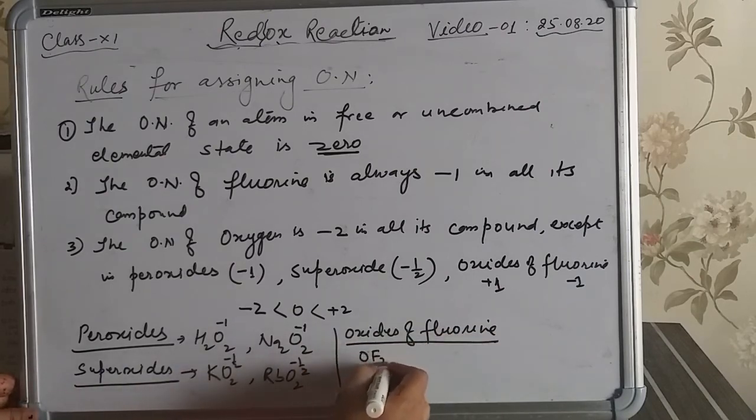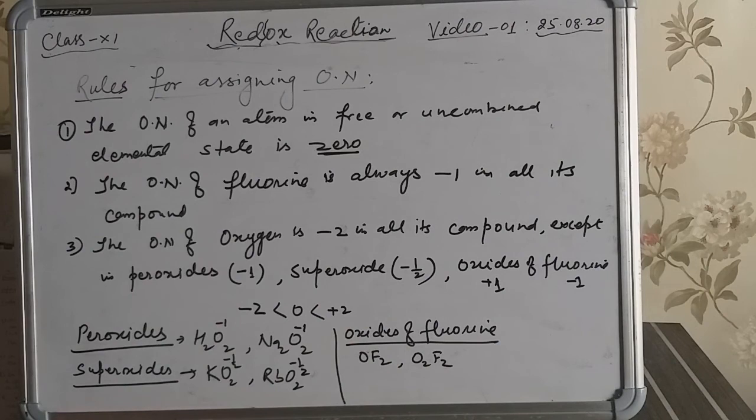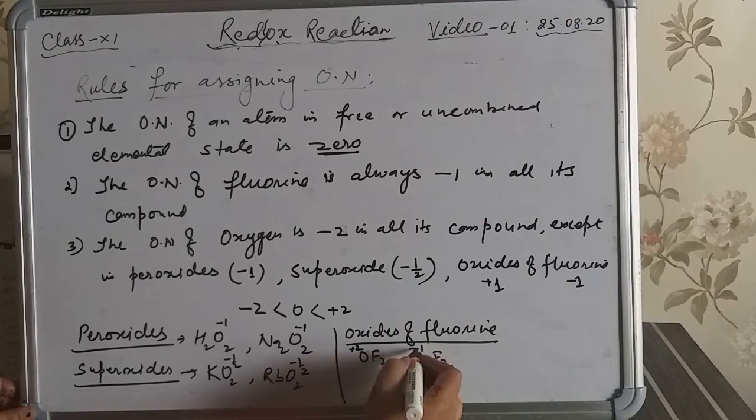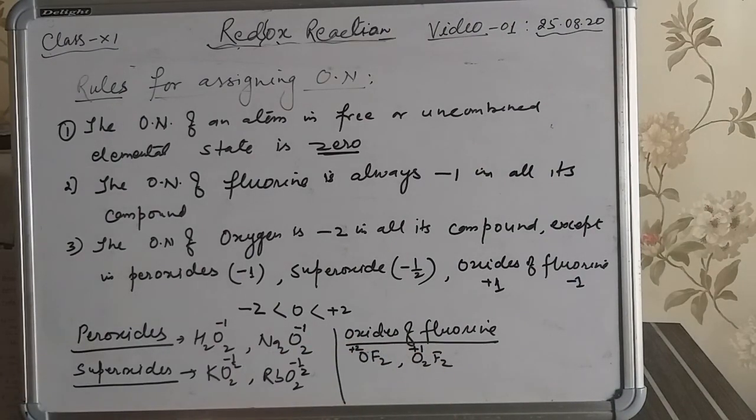In the case of simple oxides of fluorine, oxygen difluoride OF2 and O2F2, in OF2 oxygen is +2 and in O2F2 it is +1, because fluorine is more electronegative than oxygen. So a plus charge appears on the oxygen and a minus charge appears on the fluorine. So this is our third rule.